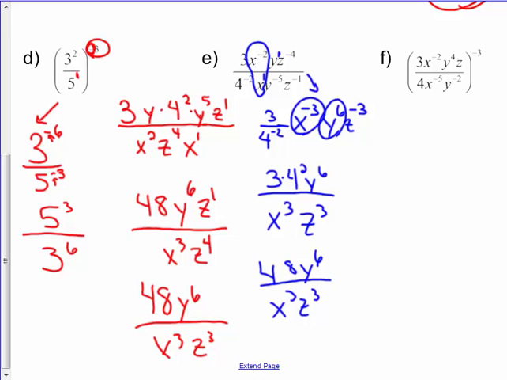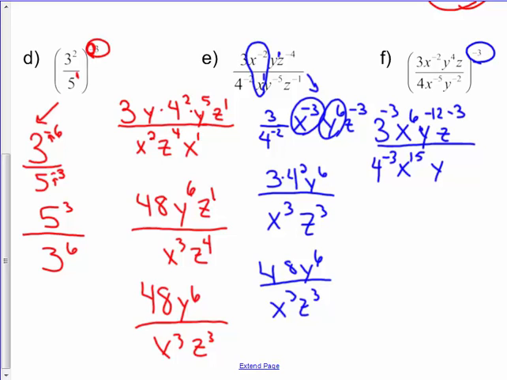Again, your choice here. In F, in this one I have a negative 3 as the exponent. For me, I'm going to put that in right away, and then I'm going to do my simplifying. So I get 3 to the negative 3rd, x to the 6th, y to the negative 12th, z to the negative 3. 4 to the negative 3, x to the 15th, and y to the 6th.